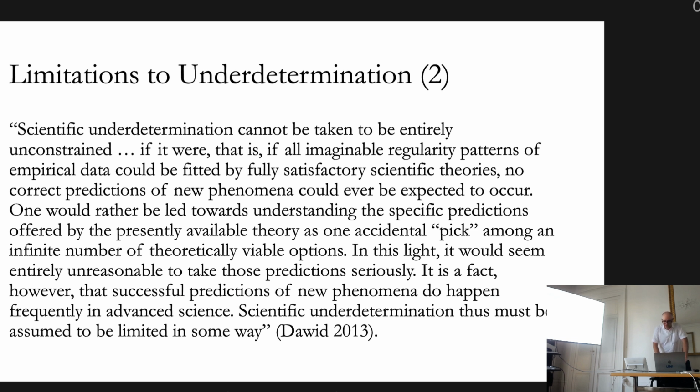He says scientific underdetermination cannot be taken to be entirely unconstrained. There have to be limitations to underdetermination. Why? Well, if all imaginable regularity patterns of empirical data could be fitted by fully satisfactory scientific theories, no correct predictions of new phenomena could ever be expected to occur. One would rather be led towards understanding the specific predictions offered by the presently available theory as one accidental pick among an infinite number of theoretically viable options. In this light, it would seem entirely unreasonable to take those predictions seriously. It is a fact, however, that successful predictions of new phenomena do happen frequently in advanced science. Scientific underdetermination thus must be assumed to be limited in some way. That's a pretty quick argument, but I don't know if it makes sense.